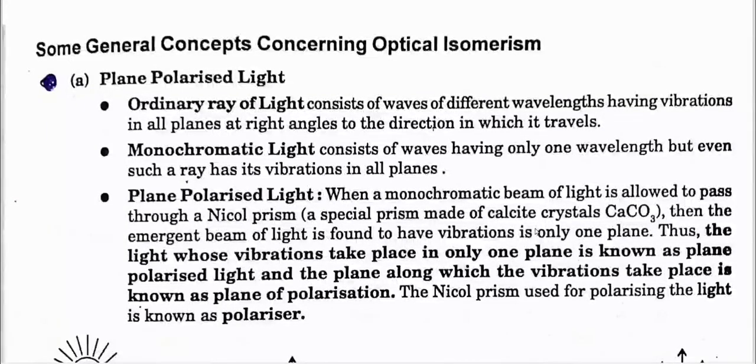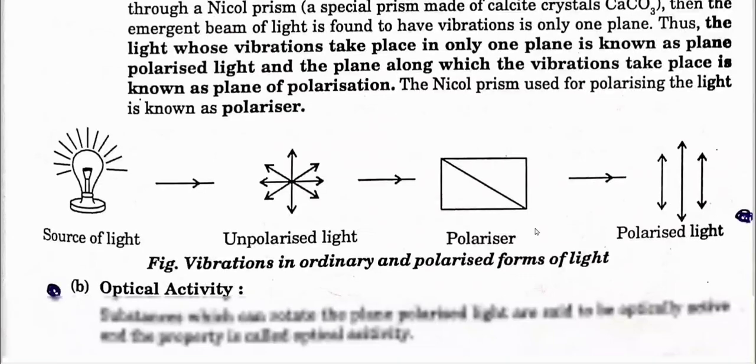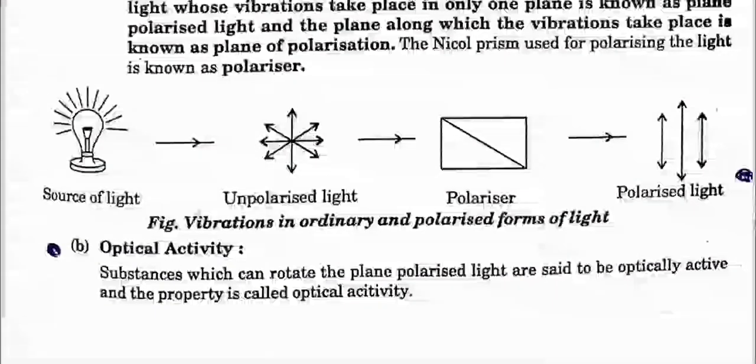Thus, the light whose vibrations take place in only one plane is known as plane polarized light, and the plane along which the vibrations take place is known as the plane of polarization. The nicol prism used for polarizing light is known as the polarizer. The figure shows a source of light, polarizer, and polarized light. It shows the vibrations in ordinary and polarized forms of light.